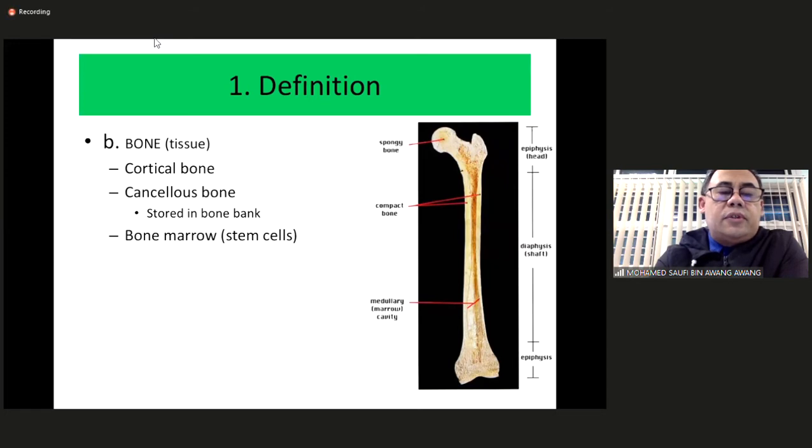Of course, the third one is the bone marrow, but usually bone marrow is done in the living donor, especially in the case of blood disorder diseases like thalassemia, where they use bone marrow to get all the stem cells.